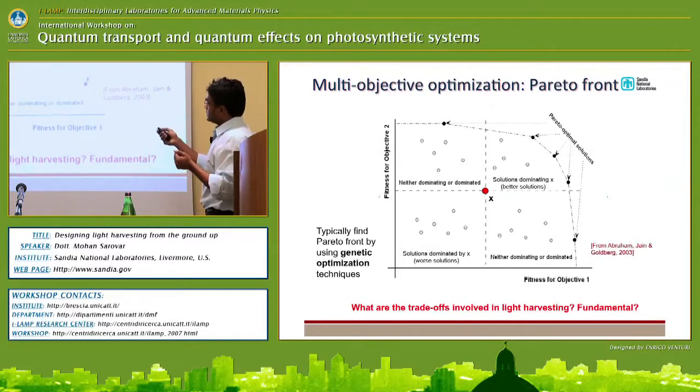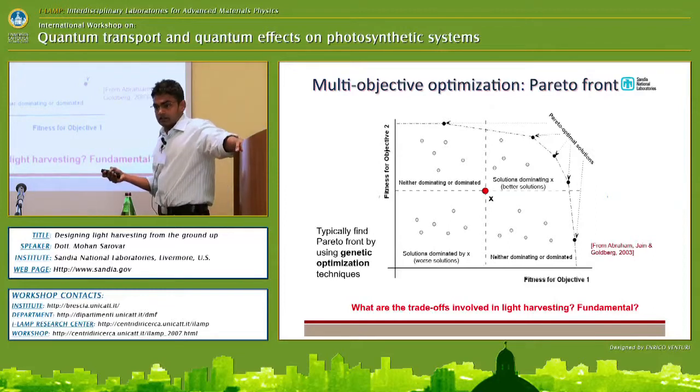where you can't go anywhere to the right or above, both simultaneously. So you can't go above this point and to the right of it simultaneously. If you want to go above it, you have to go to the left of it. You have to sacrifice in one of the objectives. So the question we're really asking is, are there trade-offs in light harvesting?